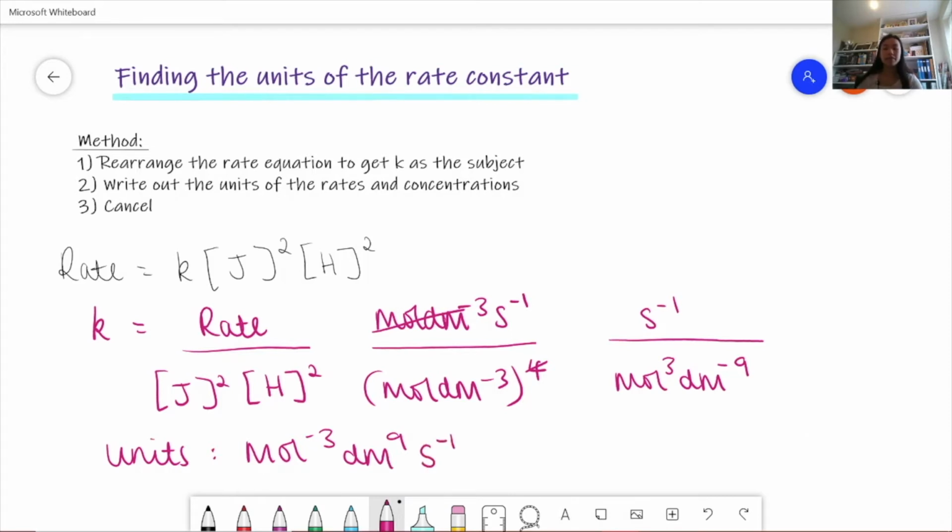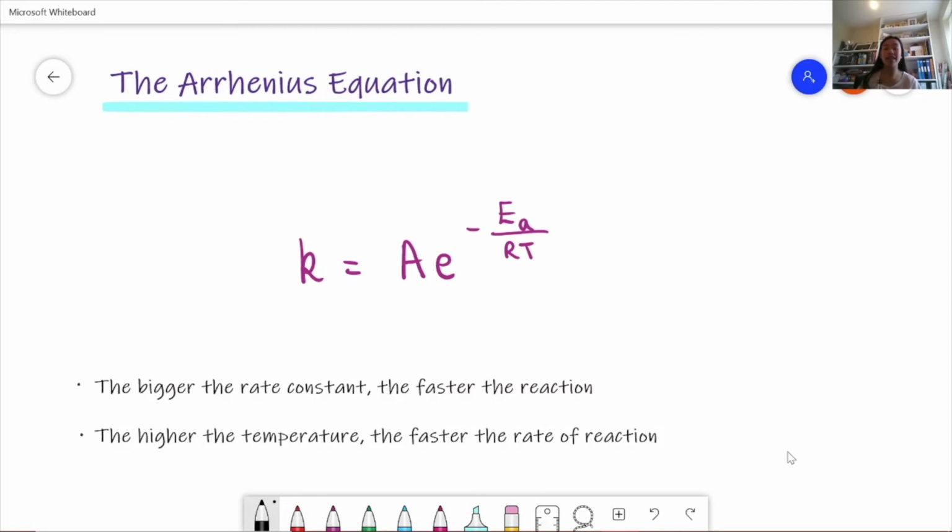Now we're going to talk about the Arrhenius equation. And what this equation calculates is the rate constant, K. So we get an exact value for the rate constant. So there are 2 things to note. The first is that the bigger the rate constant, the faster the reaction. And that's because for reactions, we normally have rate equals K times something. So that means that if this K is a lot bigger, then the rate will be a lot faster.